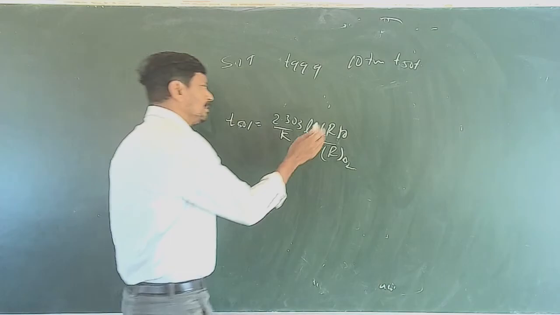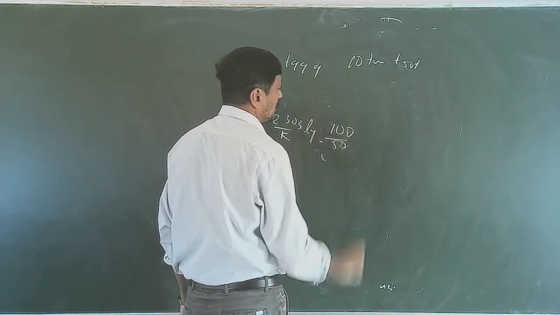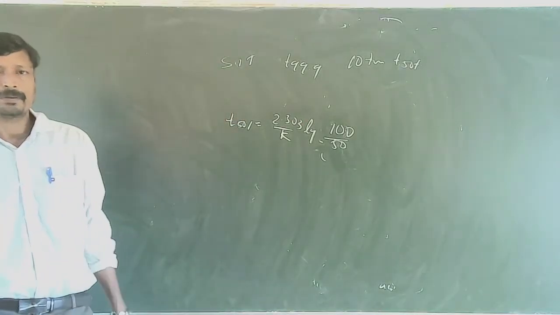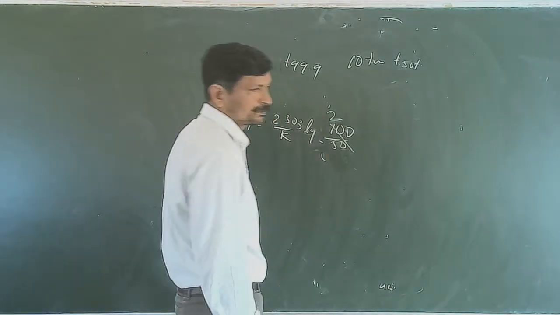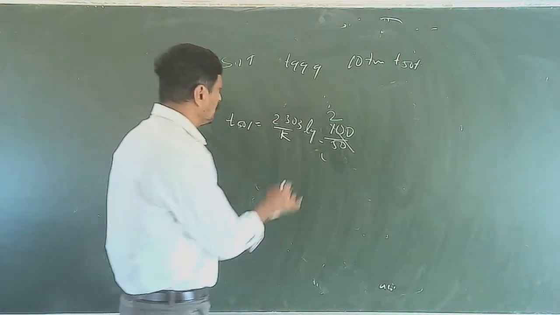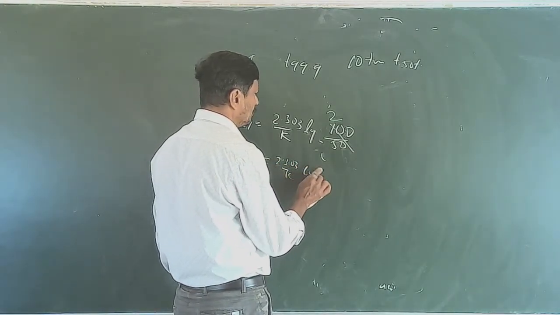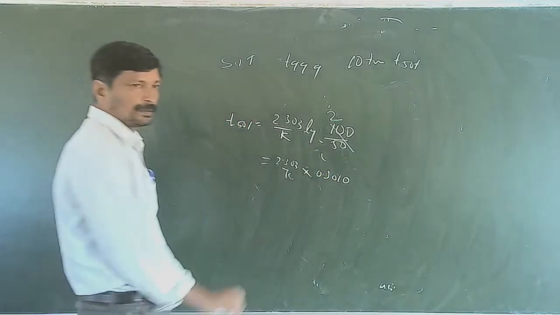Or you can say, if it's 100%, it's 50%, you can take it like that also, R naught by 2. See what you will get: log of 2. Log of 2 is equal to 0.3010.